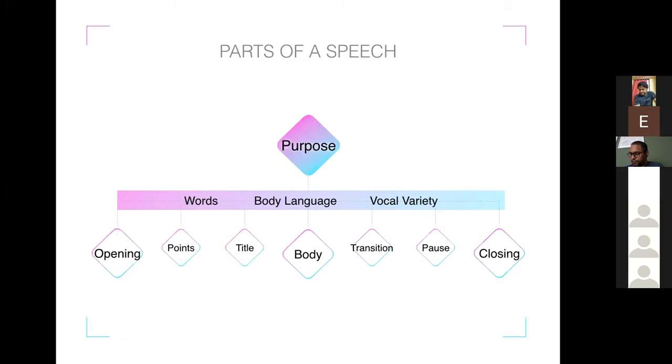Self-deprecation, in the sense of his baldness and all that. Yeah, so he used humor that way. And then he had a voice of empathy when he was mentioning the friends or the colleagues who are still on the other side. There is also one more aspect of body language which I quoted.